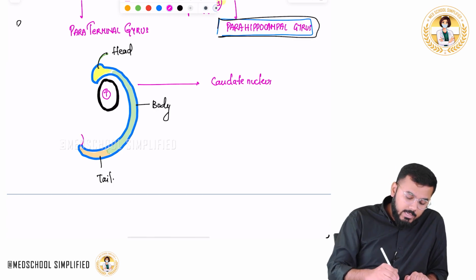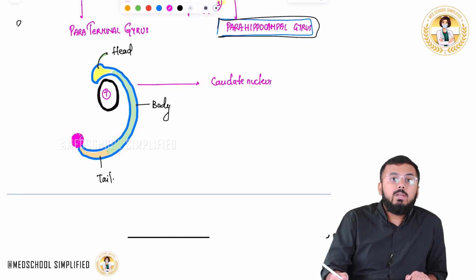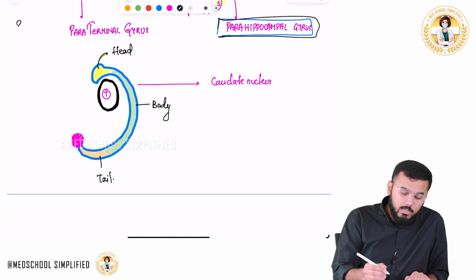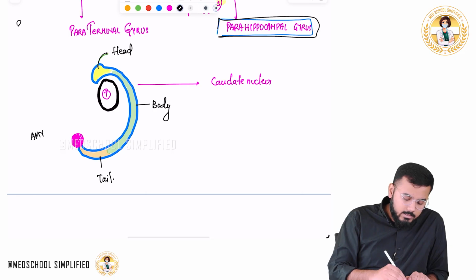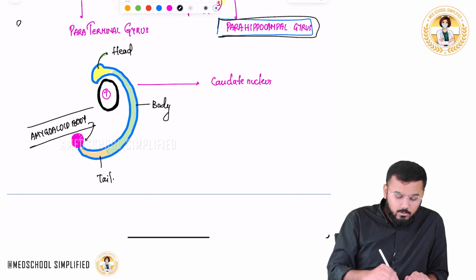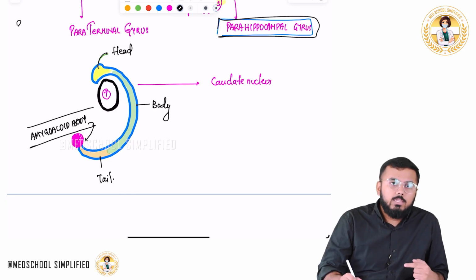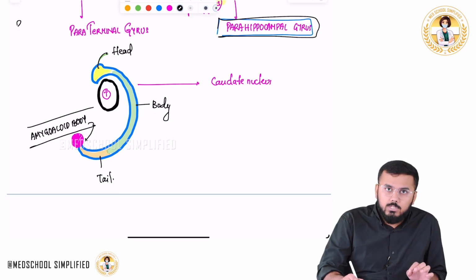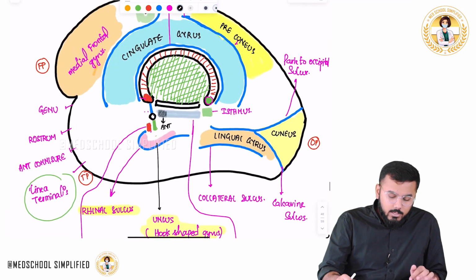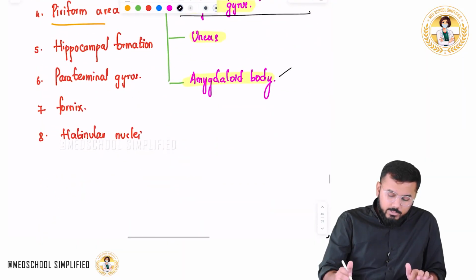Near the tip of the tail, you have got a body like this. This body which you can see near the tip of the tail is what is called your amygdaloid body, right? So this particular structure which I have drawn over here is called your amygdaloid body. Now, this amygdaloid body is responsible for olfaction. I hope you understood where your amygdaloid body is located, right? So the next important structure is the amygdaloid body.